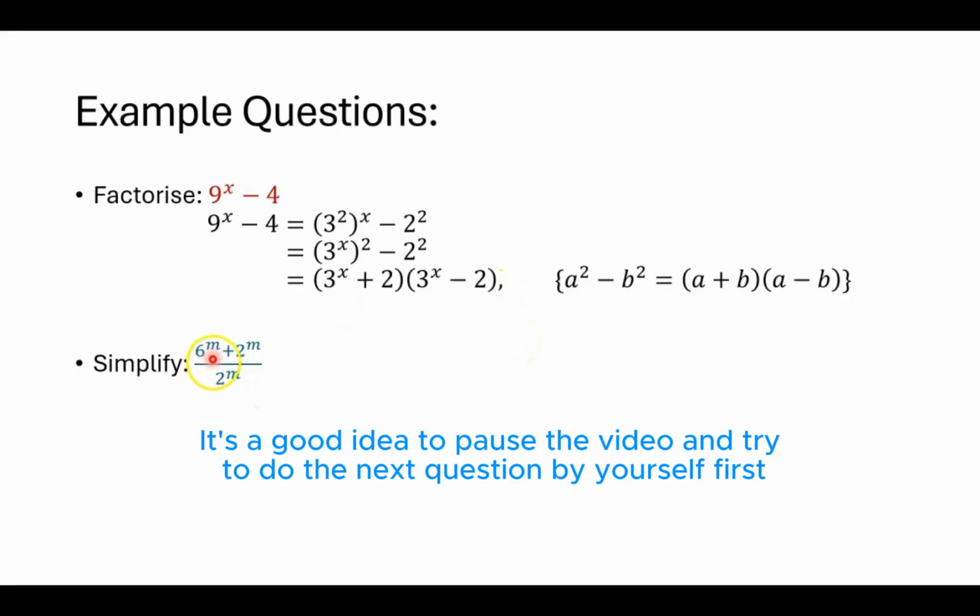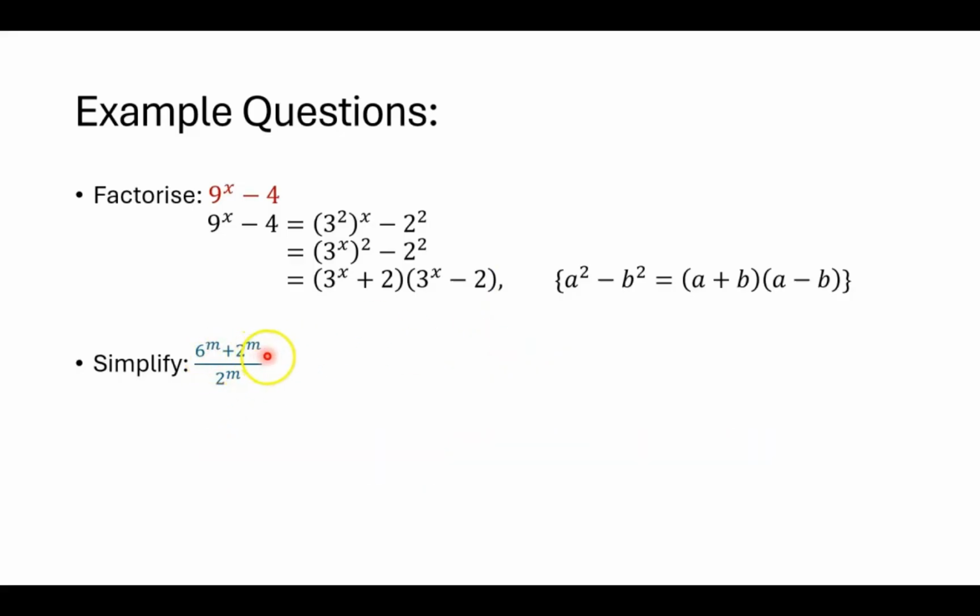The next one is simplify 6 to the power of m plus 2 to the power of m, divided by 2 to the power of m. So upon seeing this question, your initial guess should be that you can somehow get rid of this denominator. Because you have this 2 to the m here, you can easily cancel this 2, but there's only this 6 to the power of m to stop you. So basically we need to do something to the 6 to the power of m to simplify this expression.